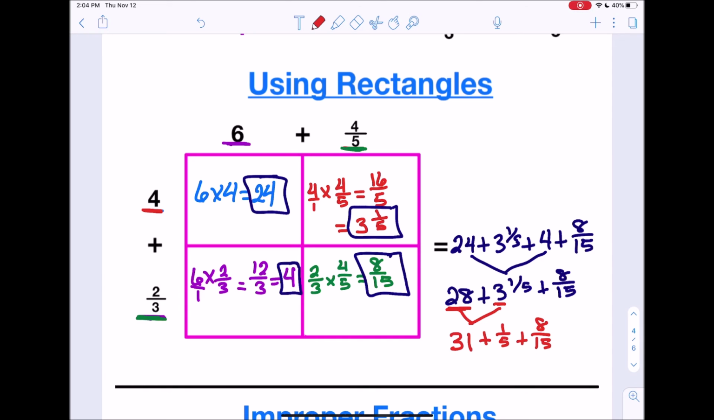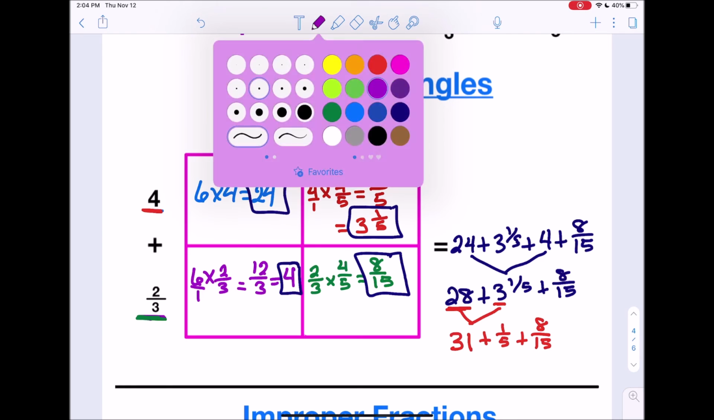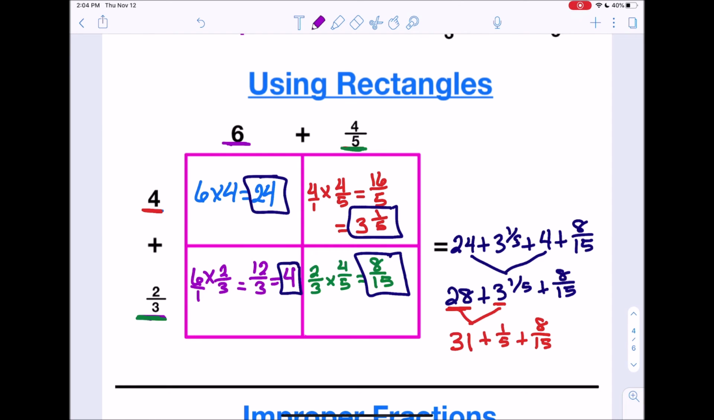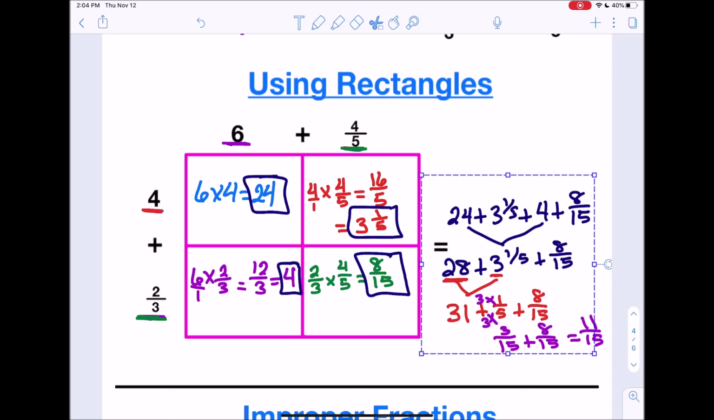All right, so from here, now I can add my two fractions. 5 and 15, 15 is going to be my common denominator, so that means I'm going to multiply by a giant 1 of 3. And I'm going to end up with 3/15 plus 8/15, which equals 11/15. So if we take that 31, let me go ahead and move this up a little.